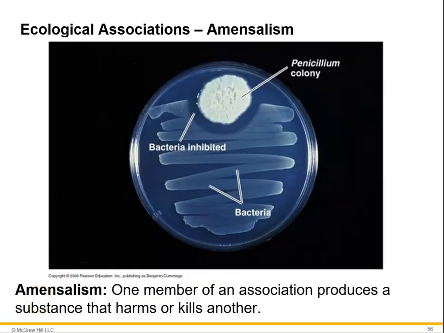Here's our example of amensalism. So you have a penicillium colony. This is mold, and it produces penicillin. And then you have a bacterial colony. Here you can see on the streak on the plate. And here you can see an area of clearing around that penicillium mold where the bacteria have been killed.